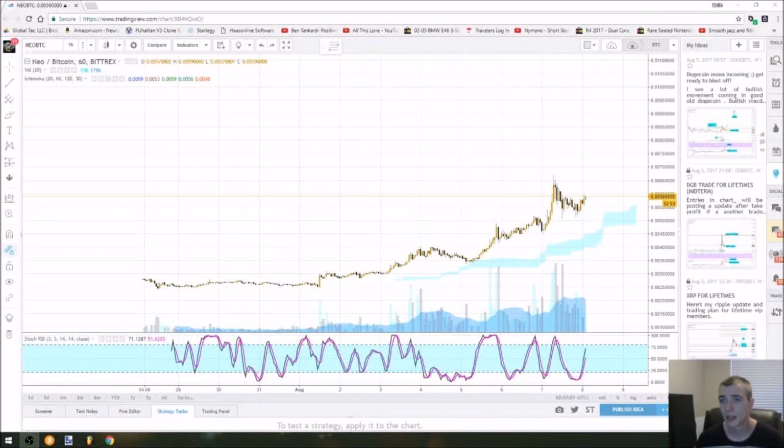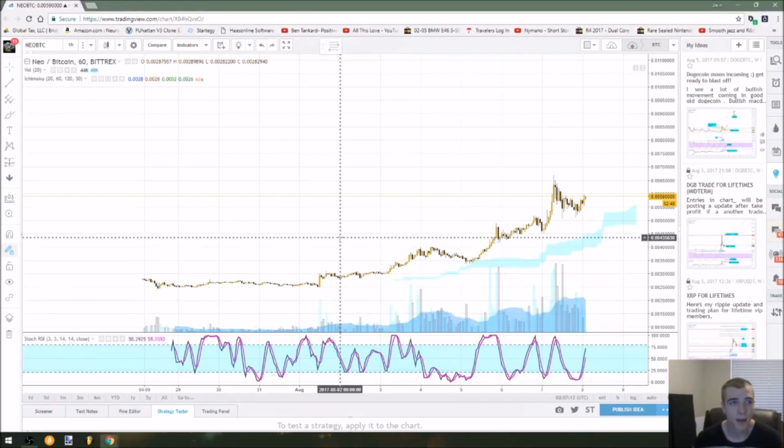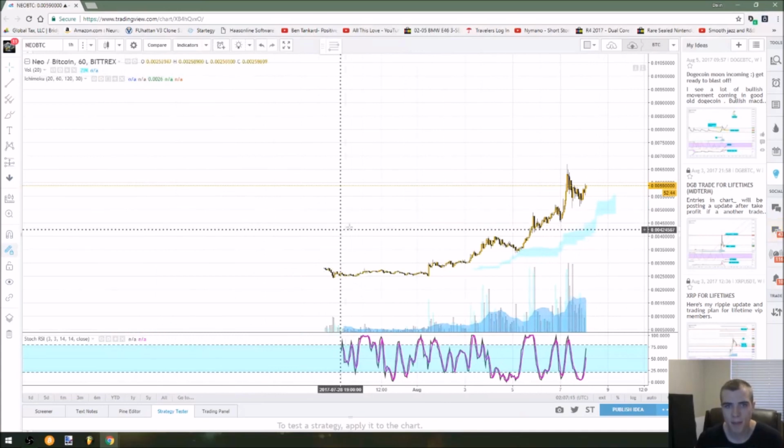Alright, so I'm at my screen here and I'm looking at the NEO chart, or Antshares rebranded to NEO, and I'm just going to start in the hourly time frame.